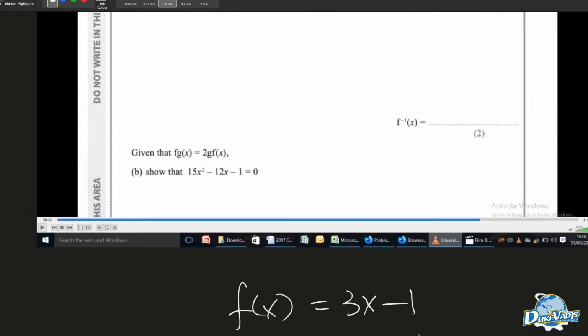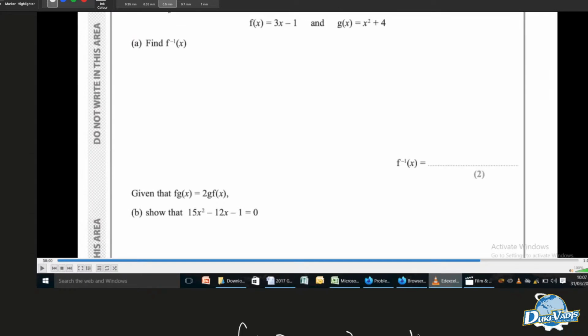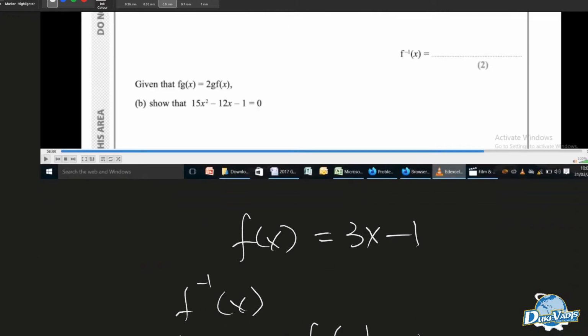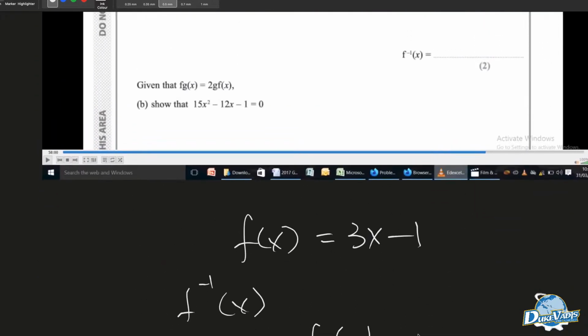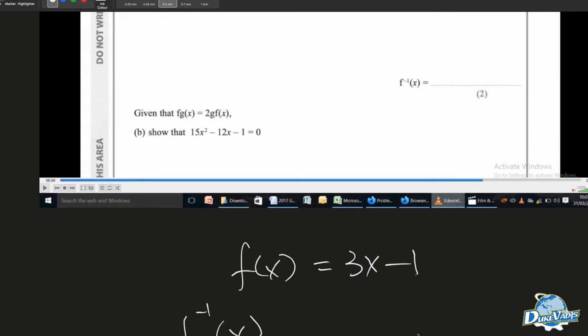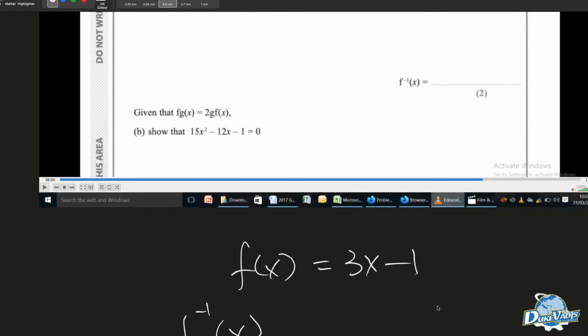Now the question says that given that fg of x is equal to 2gf of x, this is the last part, B. Show that 15x squared minus 12x minus 1 is equal to 0. So after computing this, we should be able to prove that.